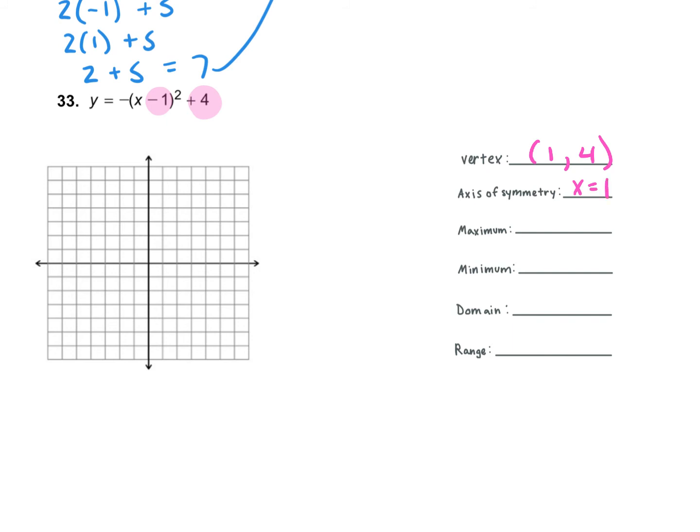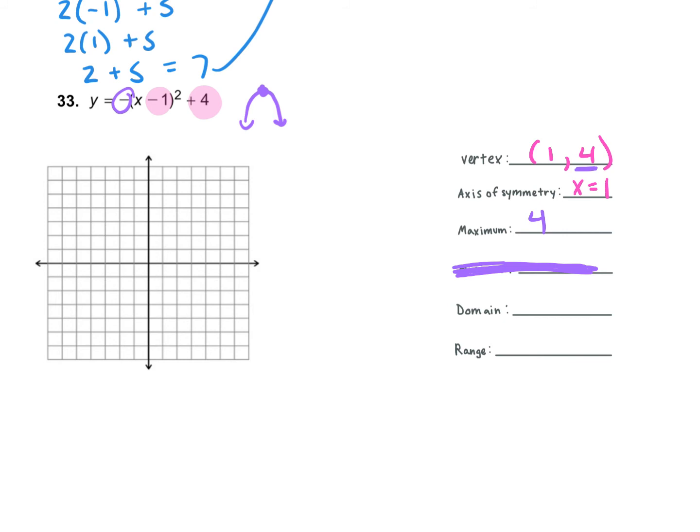Does my graph open up or open down here? It opens down. How did we know that it opens down? Because there's a negative. So that negative tells us it opens down. So is my vertex at the maximum or at the minimum? Maximum. So I'm going to cross out minimum. What is my maximum value? 4. It's always your k.